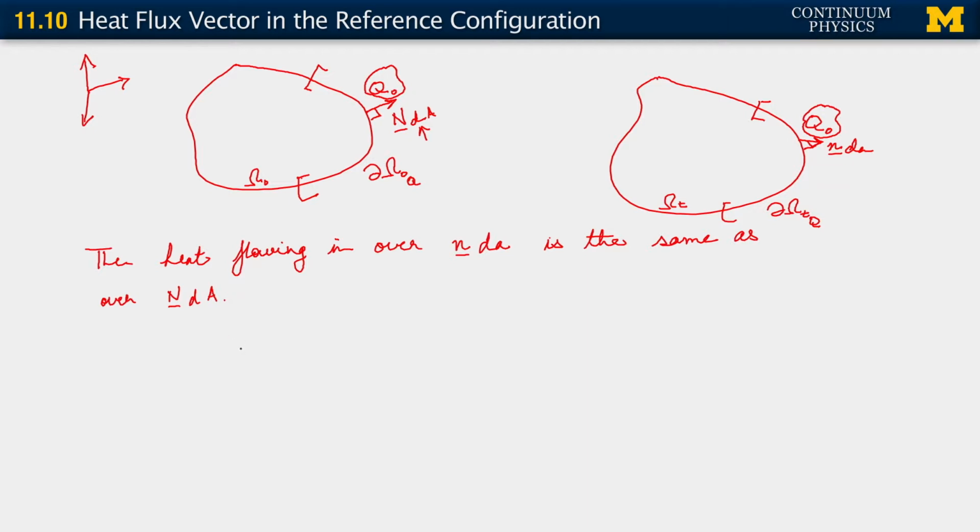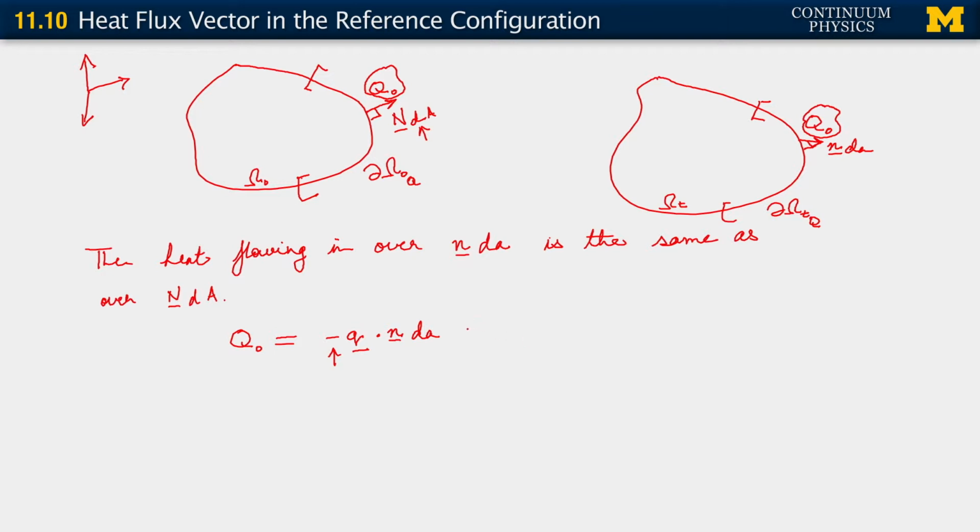What this means is that we have Q naught equals minus q dot n da, and we have the minus sign because n da is an area vector that's directed outward. So we have a minus sign here because we want to talk about the heat flowing into the body. So that explains the minus sign. Okay? So that is in the current configuration.